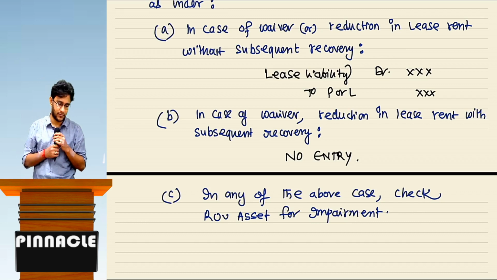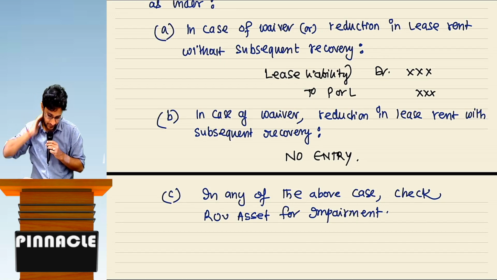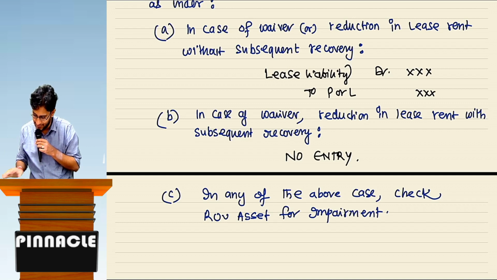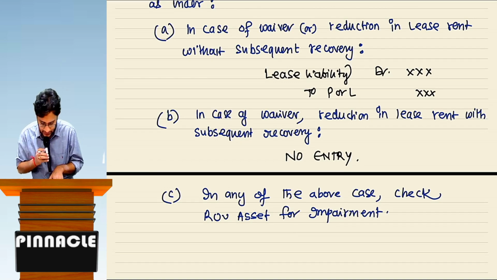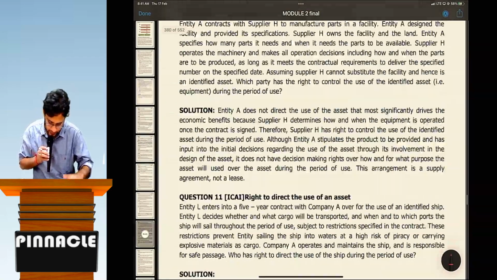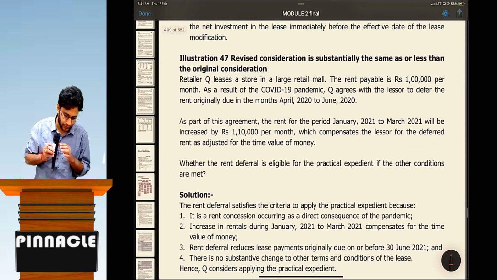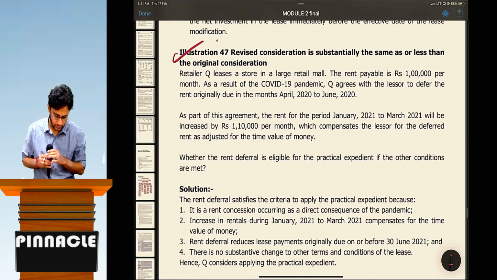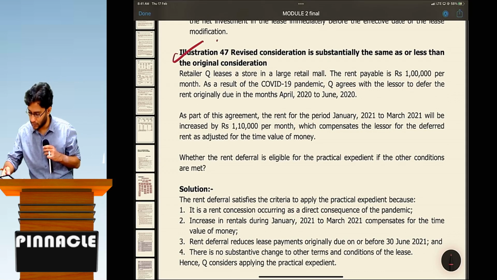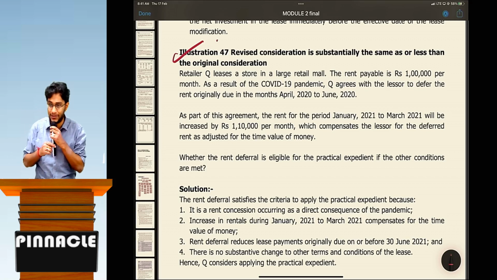Over sir, copied sir? No. Why sir? Sir, few questions are there on this practical expedient. Go to question number 47 in page number 408. Yeah, please go to 47th question, sir.